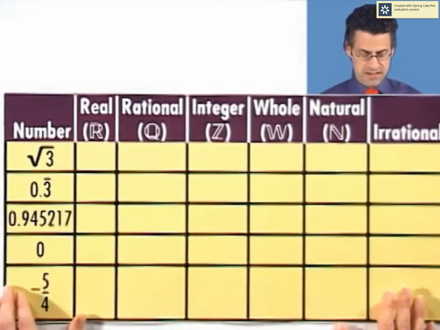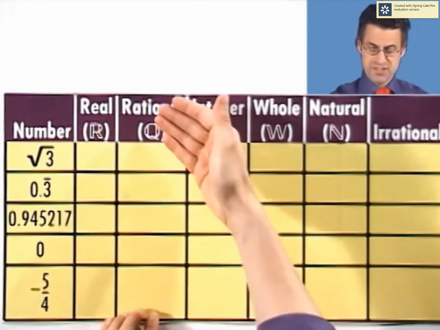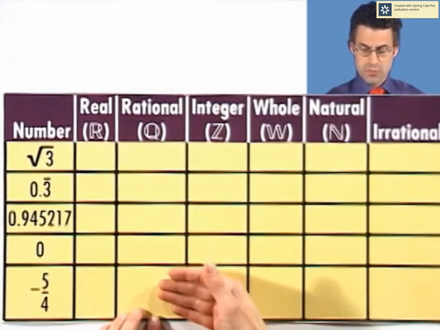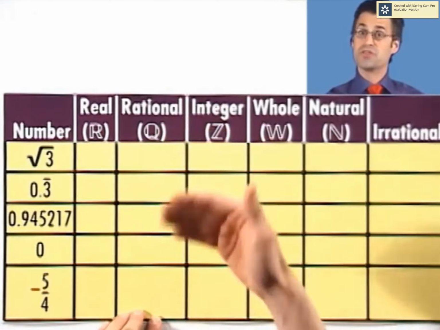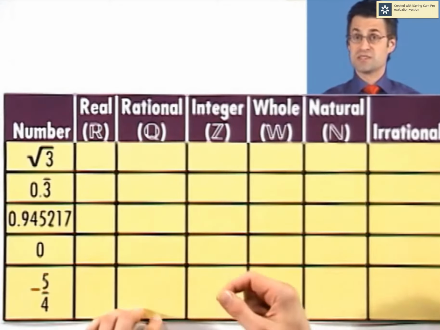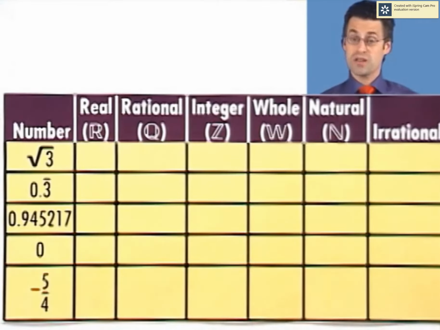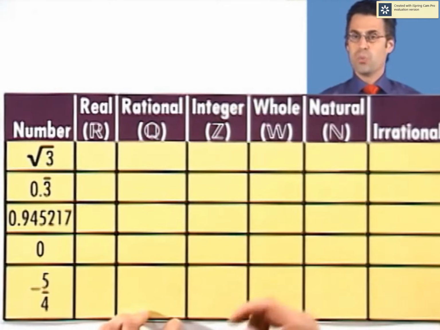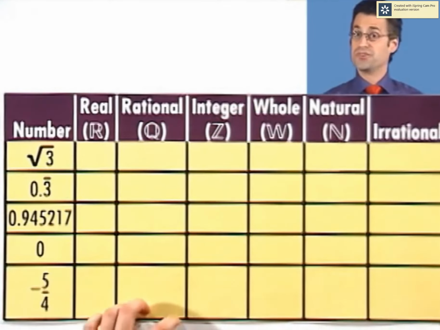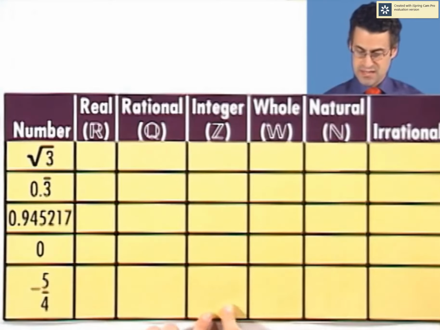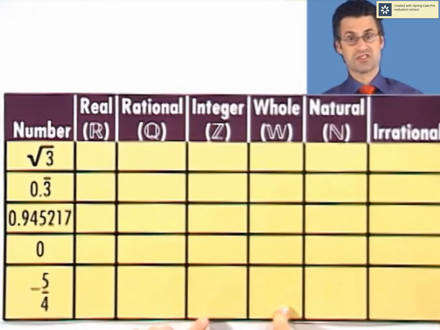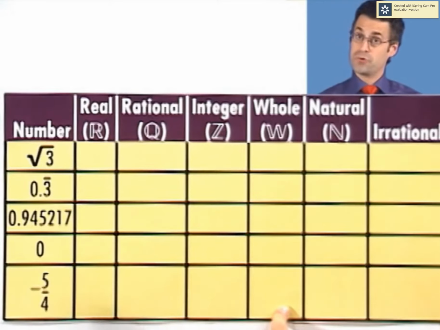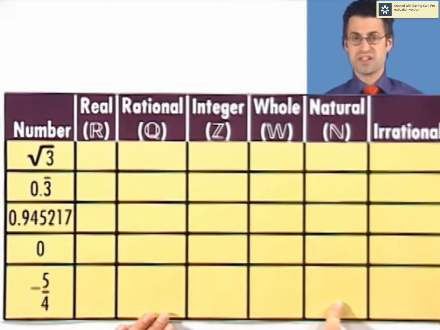So here's a list, and we have columns for the real numbers, the rational numbers. Those are the ones that can be expressed as a whole number divided by a whole number, or as a decimal that either terminates or is repeating. Integers, those are the numbers that are 1, 2, 3, 0, and also the negatives, -5, -16. The whole numbers, those are the numbers that start at 0 and then go 1, 2, 3, 4, and so on. The natural numbers start at 1: 1, 2, 3, 4, and so on.